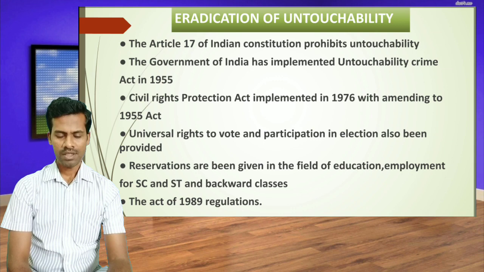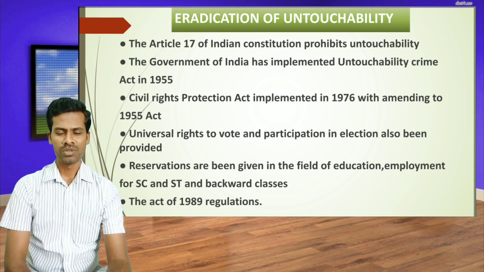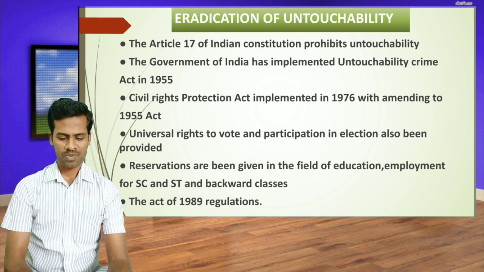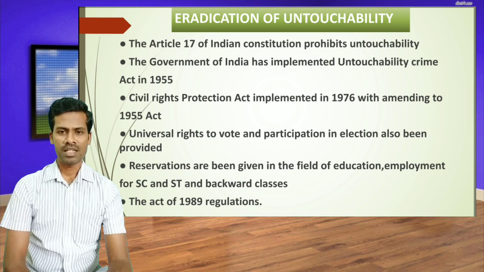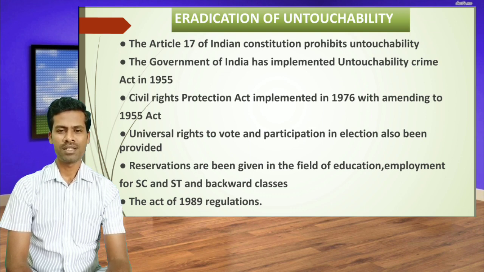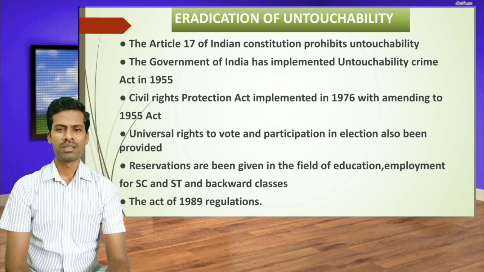And reservations are given to that community, in particular reservations in education and employment for SC and ST and backward class community. The last one, the Act of 1989 regulations also provided many such provisions to the SC, ST and backward community people. This is all what the government has done to eradicate untouchability.